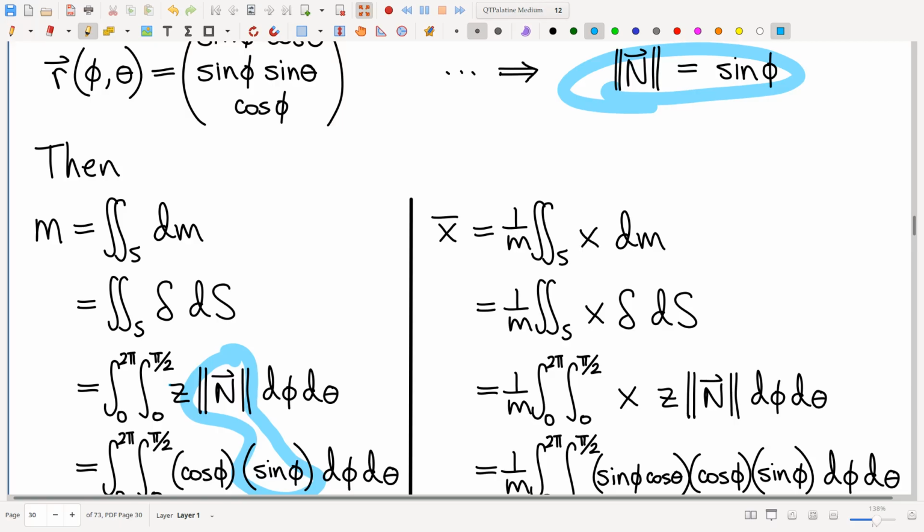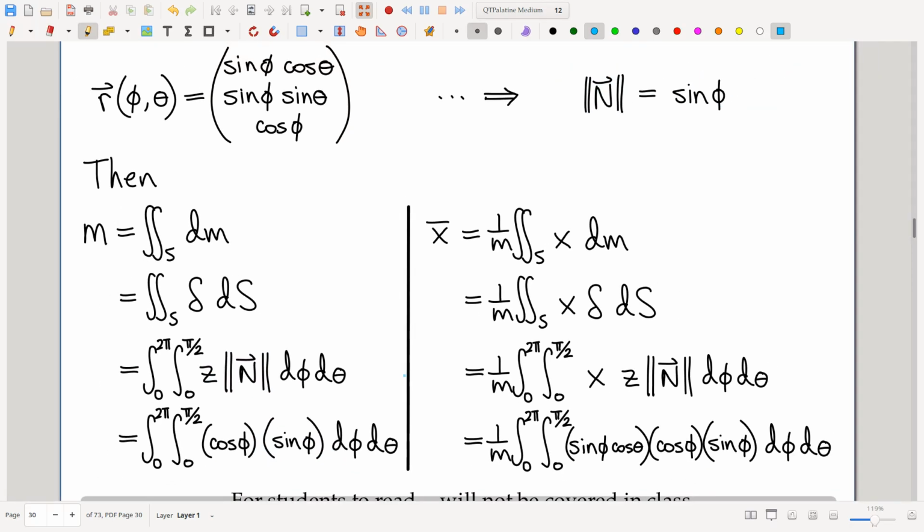Now, there is one thing that is easy to forget. I've been dramatic about this a couple of times. Again, I find over the years, the more dramatic I am about certain points, the less I see those mistakes on exams. What do I do with that z? Don't forget that is in the parameterization. The parameterization is literally telling you x, y, and z as functions of your parameters. So z is cosine phi. And we've got our integral pretty much set up.